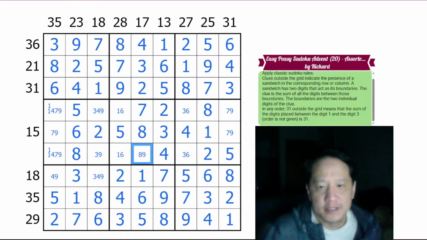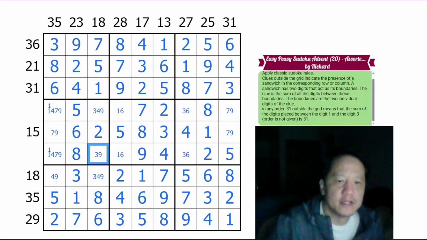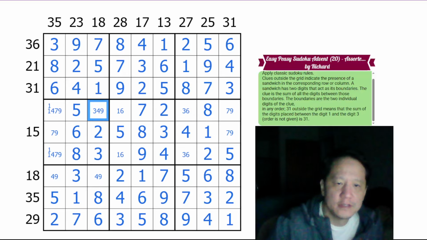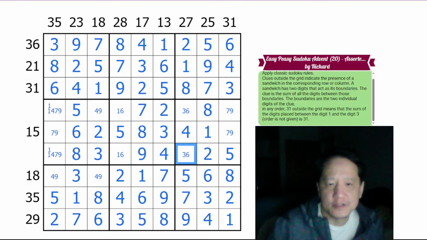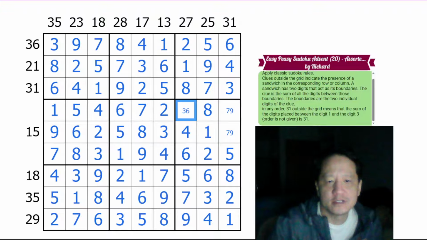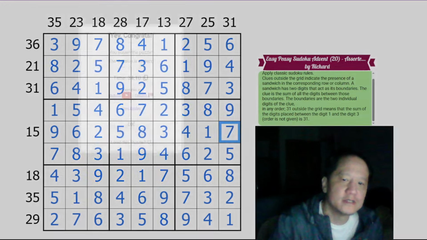This 8 eliminates 8 here, so that's 9, which eliminates 9 here, so that's 3. This can't be 3 in either case. This can't be 3. 3 eliminates 3 here, so that's 6, which eliminates 6 here, so that's 1. This can't be 1, 4, or 9. It's 7, which makes this 9, which makes this 4, which makes this 1. 4 eliminates 4 here, so it's 9 and 4. 1 eliminates 1 here, so it's 6. This can't be 6, it's 3. This can't be 7, it's 9, which makes this 7.